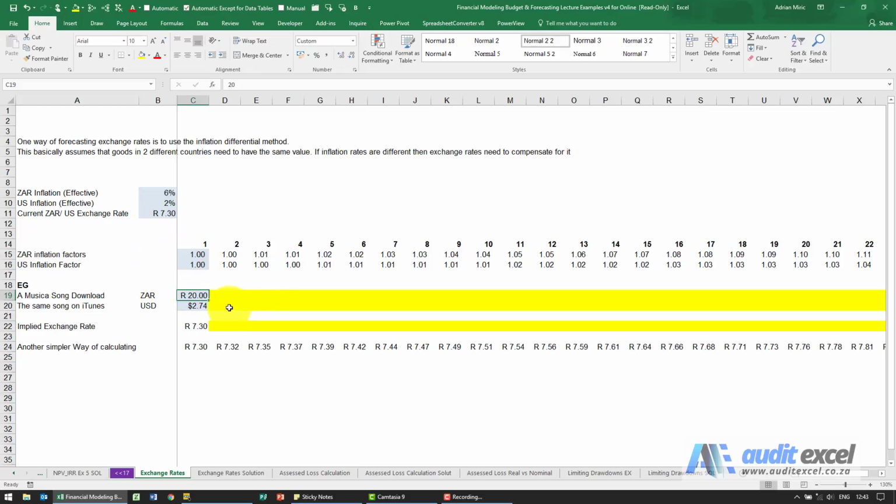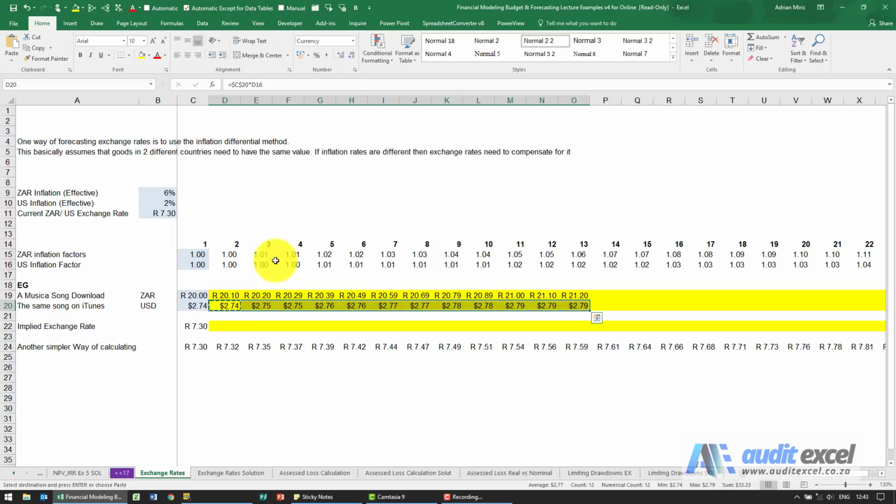Because of inflation, in a year's time, these numbers would be different. So I'm just going to work out what that is. I'm just going to multiply it. I've created a factor here for inflation. And after 13 months or so, that's what that song would probably cost in South Africa. Let's do the same thing, but we'll use the US inflation factor now. And we'll see that that same song costs $2.79.